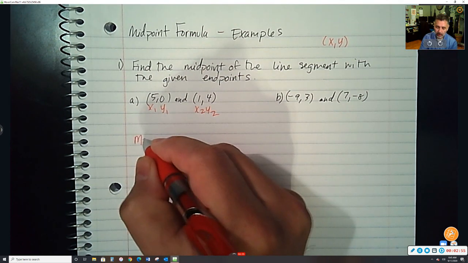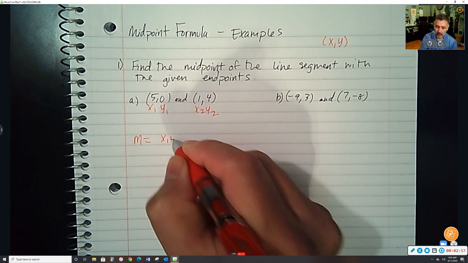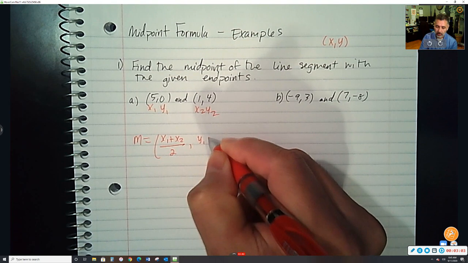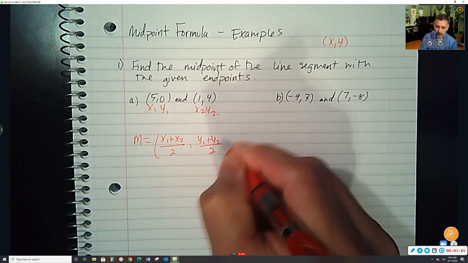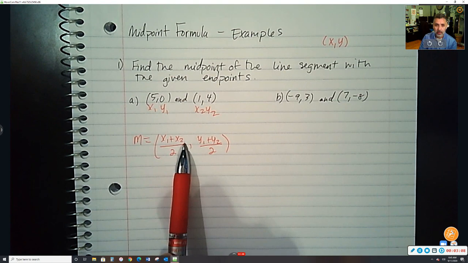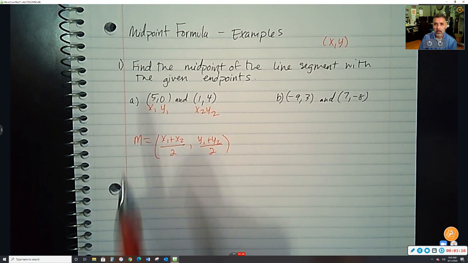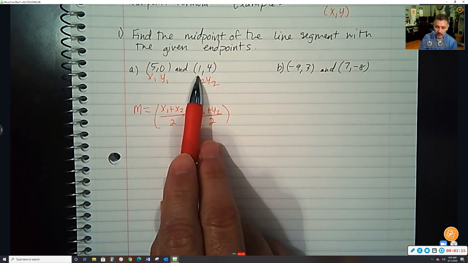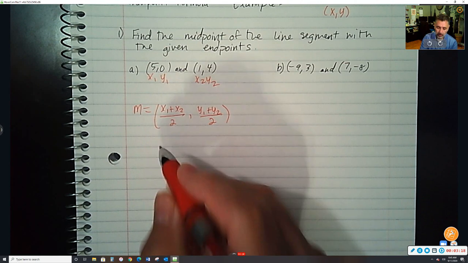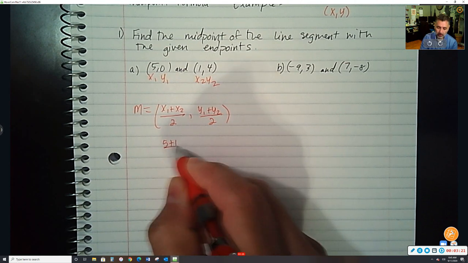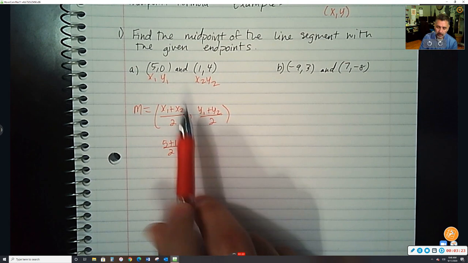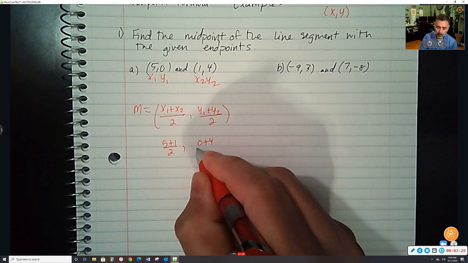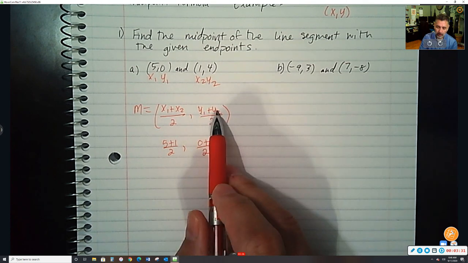I'm not going to write it too many times, but I'll write it here. Again, you take the two x values, add them, divided by 2. Then you take the two y values, add them, divided by 2. I'm just going to substitute the values into the formula and simplify. x1 is 5 and x2 is 1, so right here I'm going to put 5 and 1. y1 is 0 and y2 is 4, so I put y1 there and y2 there.